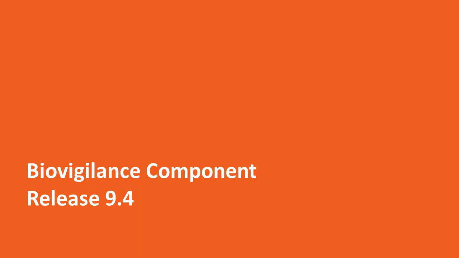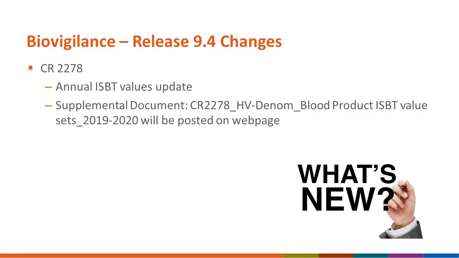Right. Next, we'll move into the update for the biovigilance component. So we have CR 2278, which is for the annual update to the ISBT values. This updated list will be posted on our website under the toolkit, and it should be available.